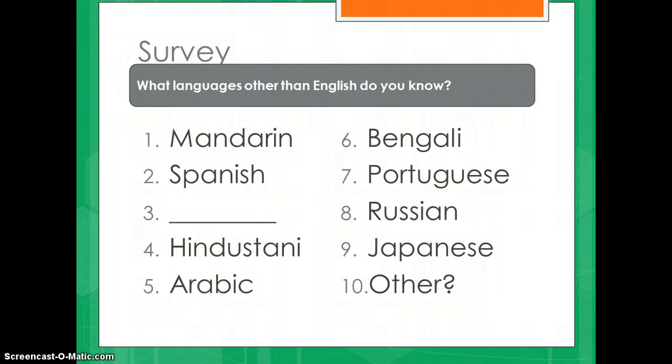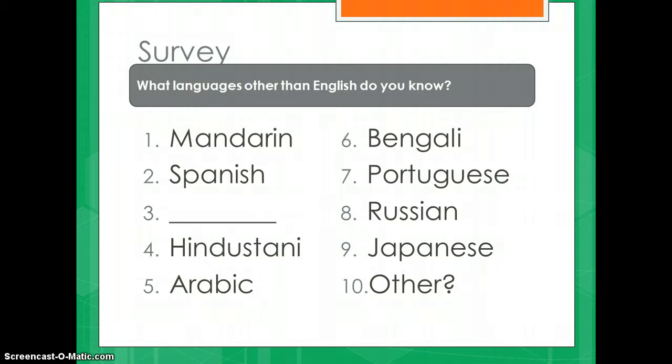Well, according to the Ethnologue in 2009, these are the languages with the greatest numbers of speakers in the world at the time that the survey was done, which was 2009. English is now number 3. That's why you have the line there. That is the role for English.